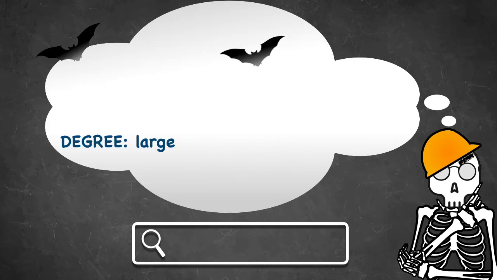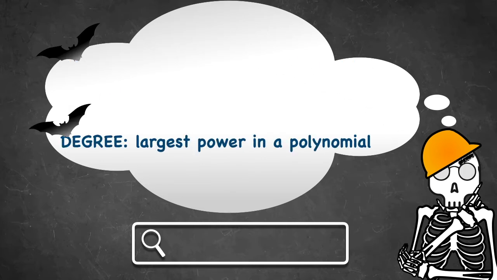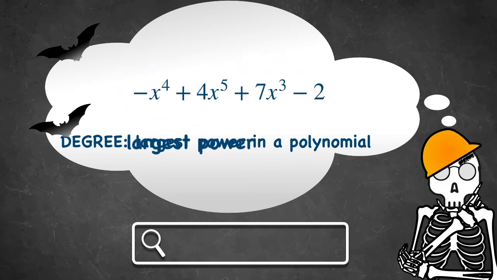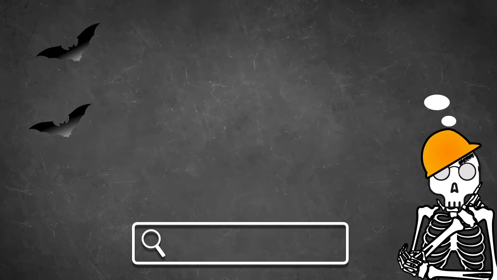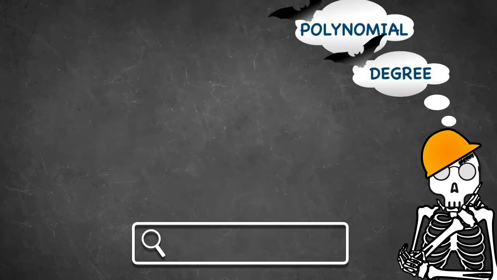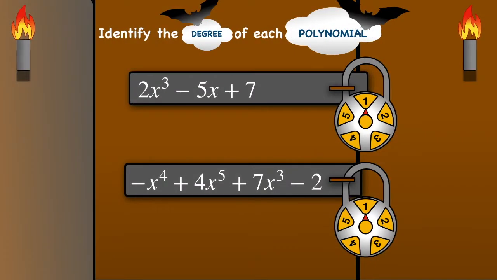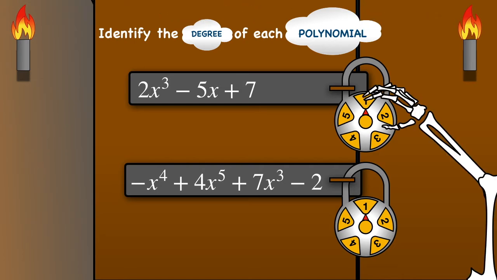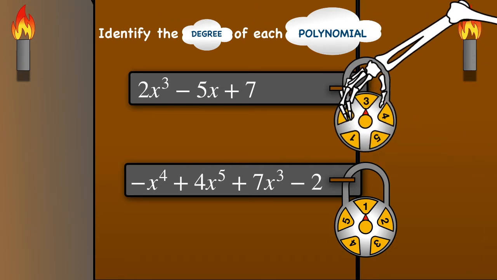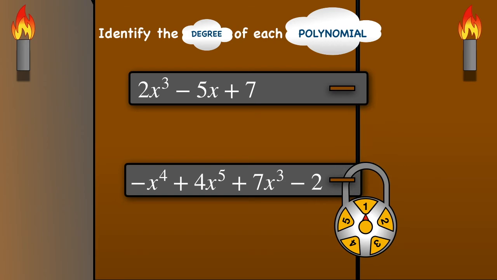As for a degree, it refers solely to the largest exponent, paying no attention to the other powers. In this example, the largest power would be 5. Holding on to these two new pieces of information, we have enough knowledge to crack the code and move on. In the first case, the largest power is 3. And in the second case, the degree is 5.